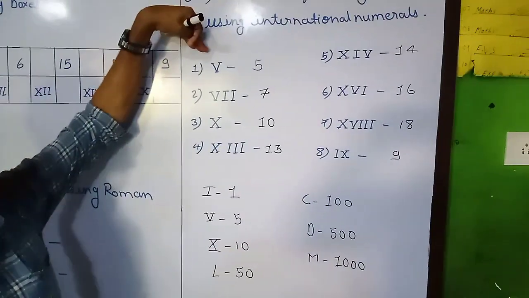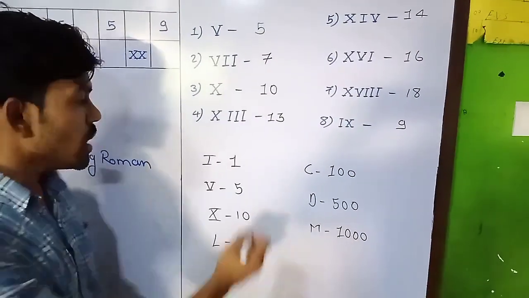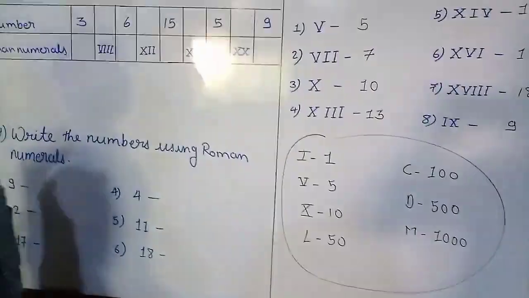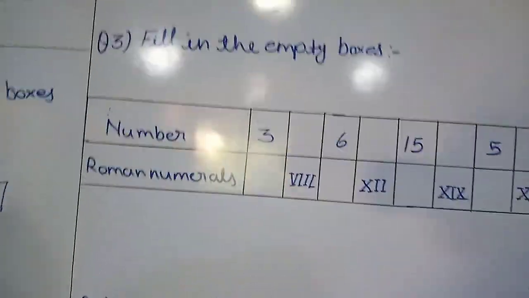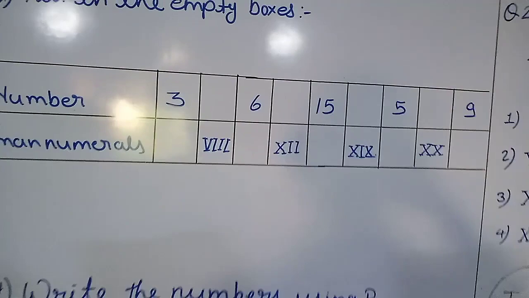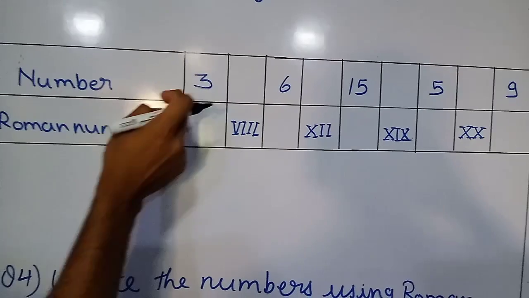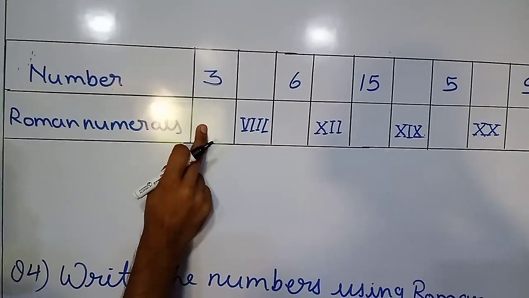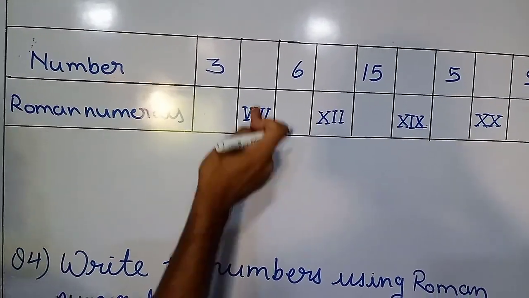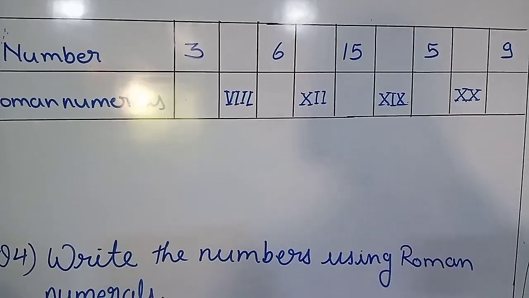So in this way we have to solve the question. By using these Roman numerals, we converted them into international numerals using these 7 main symbols. Now proceed to question number 3, fill in the empty boxes. We have a table with a few empty boxes. We are going to do the same thing. Where the international number is given and the Roman numeral is missing, we convert the international number into Roman. If the Roman numeral is given and the international numeral is missing, we convert into the international numeral.